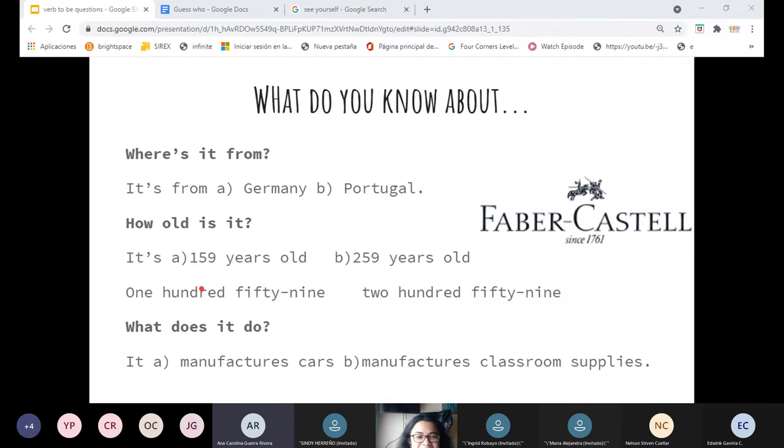Good. Excellent. All right. And how old is it? How old is it, Oscar? How old is Faber-Castell? I don't know. Yeah. Here we have two possibilities. Aquí tenemos una clave. Look, look. What do you think? How old is Faber-Castell?